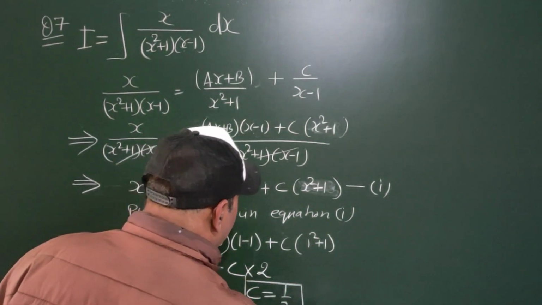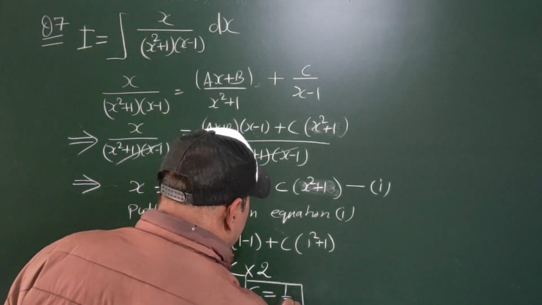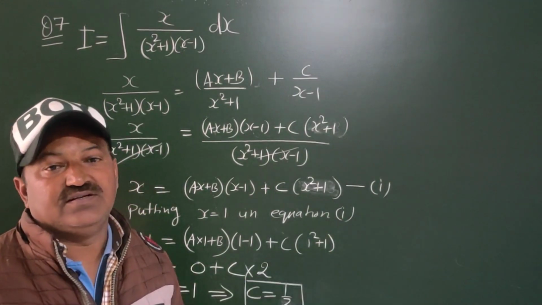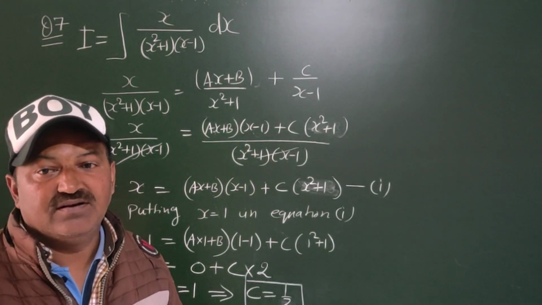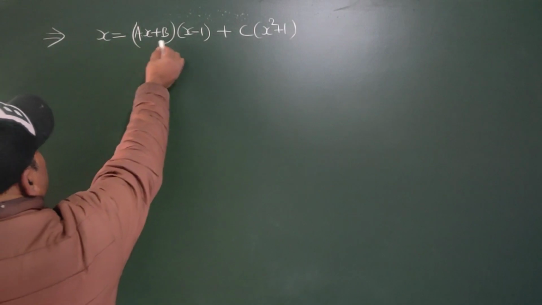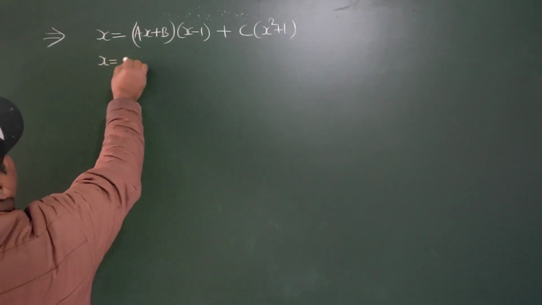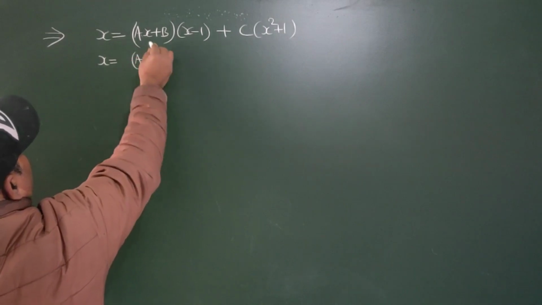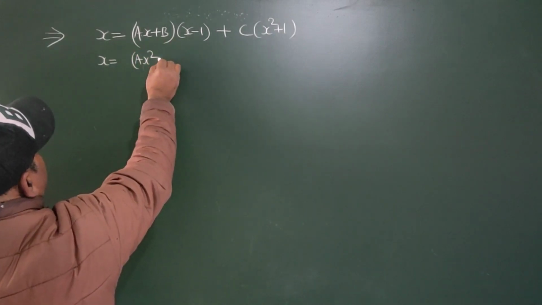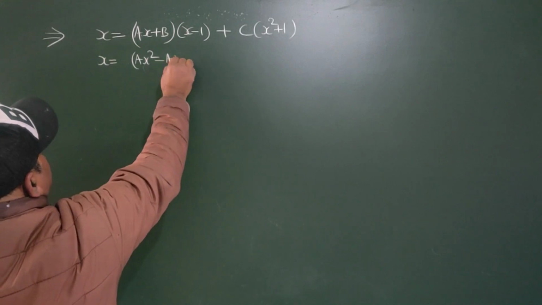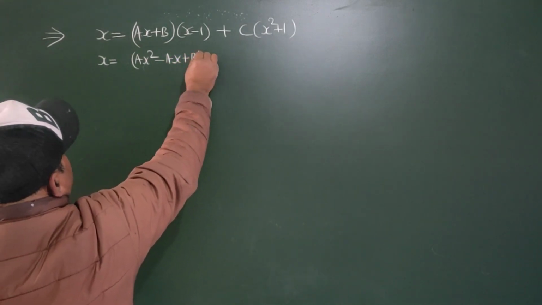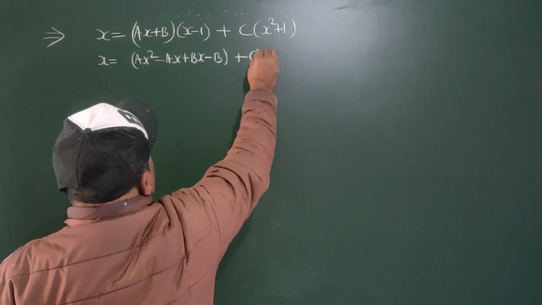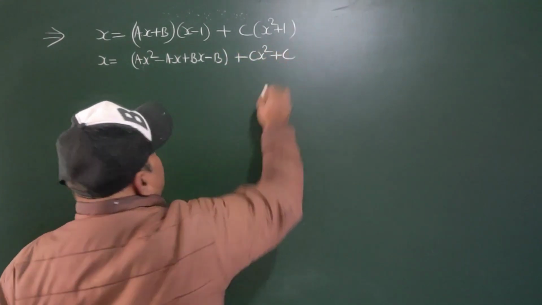This is the value of the first constant, which we have calculated by the previous method, simply putting a number. After multiplications, we will get ax into x, that is ax^2, ax into -1, that is -ax, plus bx - b, plus c into x^2 plus c.